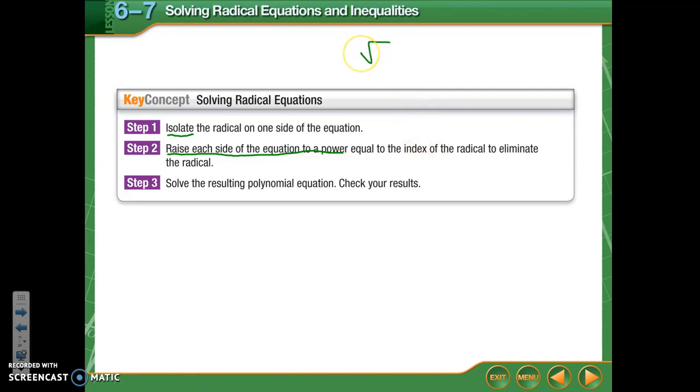That means if I have the square root of x equals 10, I'm going to square both sides. If I have the cube root of x equals 10, I would have to cube both sides. Whatever I do as far as my exponent has to undo or cancel out the radical. And then we solve whatever is left.